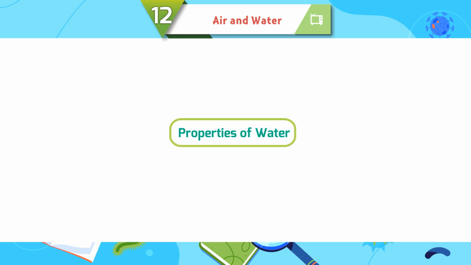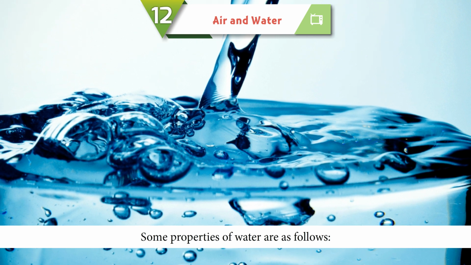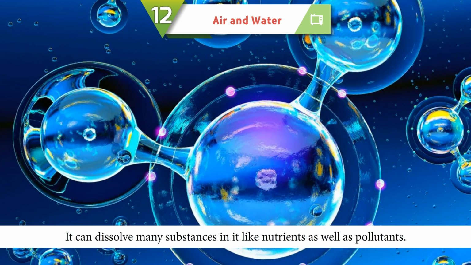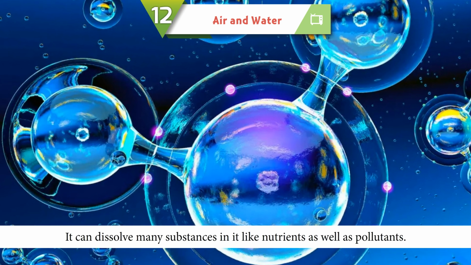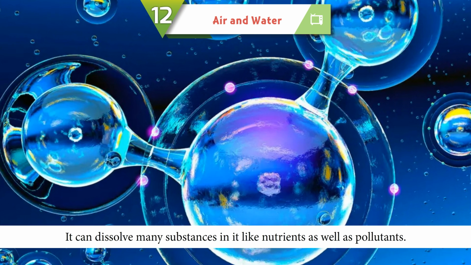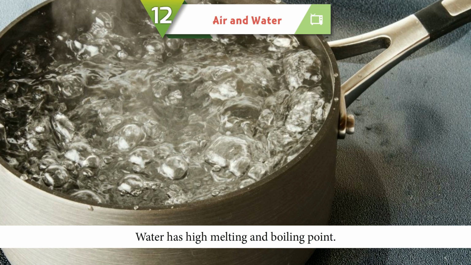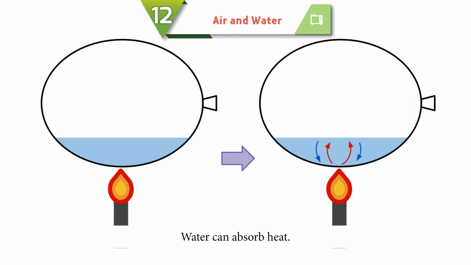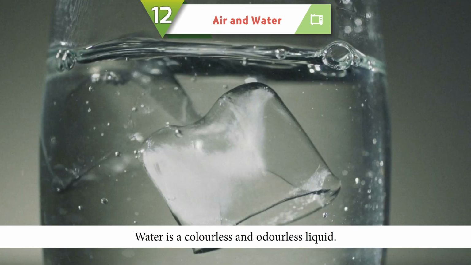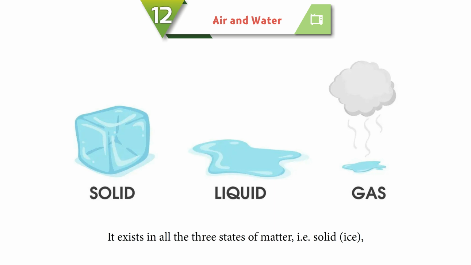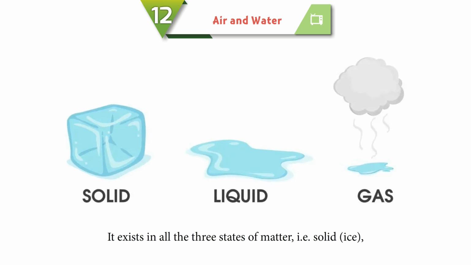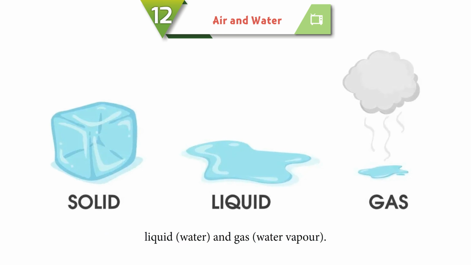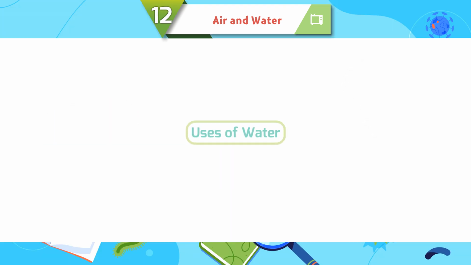Properties of water. Some properties of water are as follows. Water is a universal solvent. It can dissolve many substances in it, like nutrients as well as pollutants. Water has high melting and boiling points. Water can absorb heat. Water is a colorless and odorless liquid. It exists in all three states of matter, that is, solid ice, liquid water and gas water vapor.